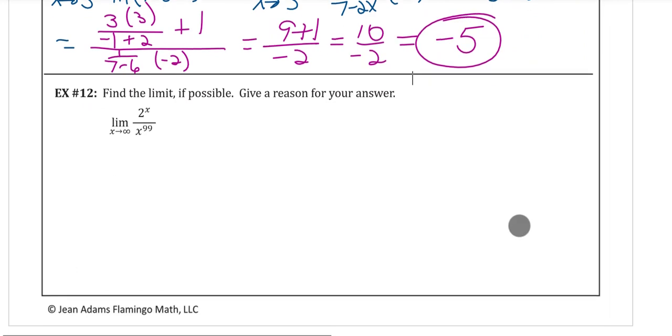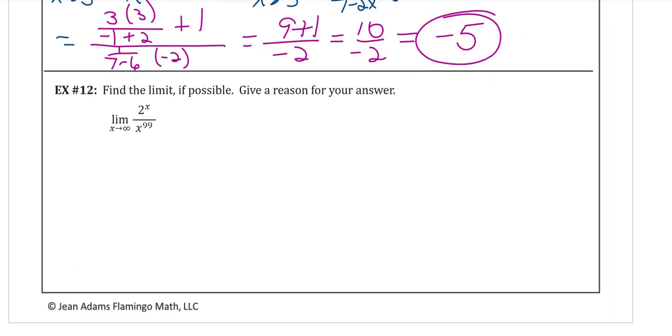Okay, next, our final example, actually. Find the limit if possible. Give a reason for your answer. Now, if you think about this, we would have to do L'Hopital's rule 99 times to use it. So there's got to be an easier way to go through this. So you always want to think before you start jumping into a problem. So let's consider the hierarchy of how these functions grow, again, like we did in one of the previous videos.